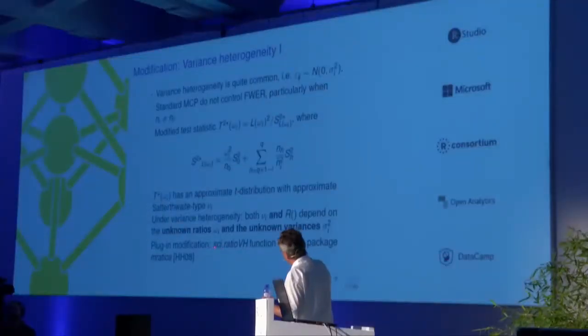But the problem we have to solve is that now the correlation matrix of our multivariate t distribution depends not only on the ratios, but also on the unknown variances. The same story: maximum likelihood estimator, plug in, estimate your correlation matrix, estimate the confidence intervals. This is in the function in mratio.